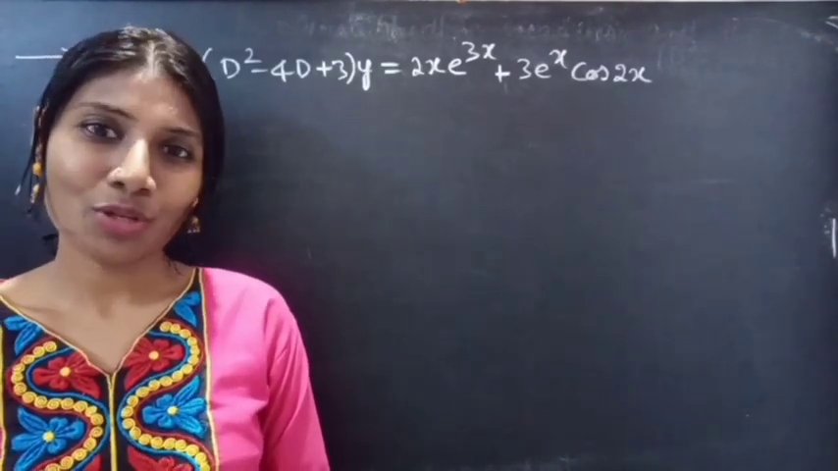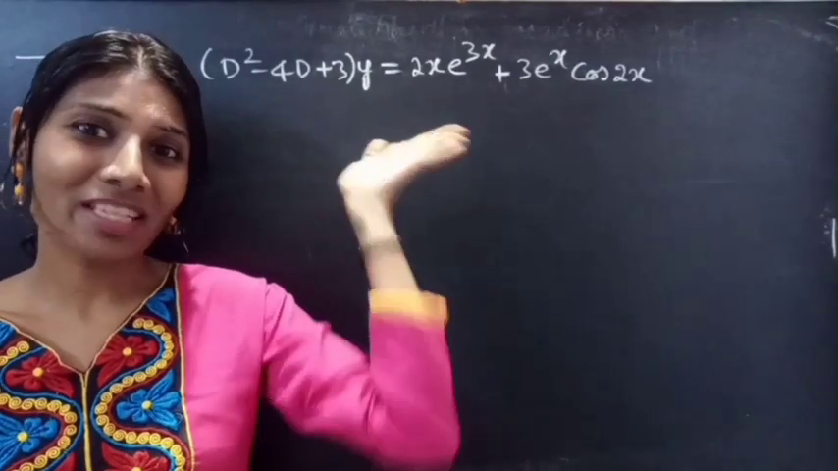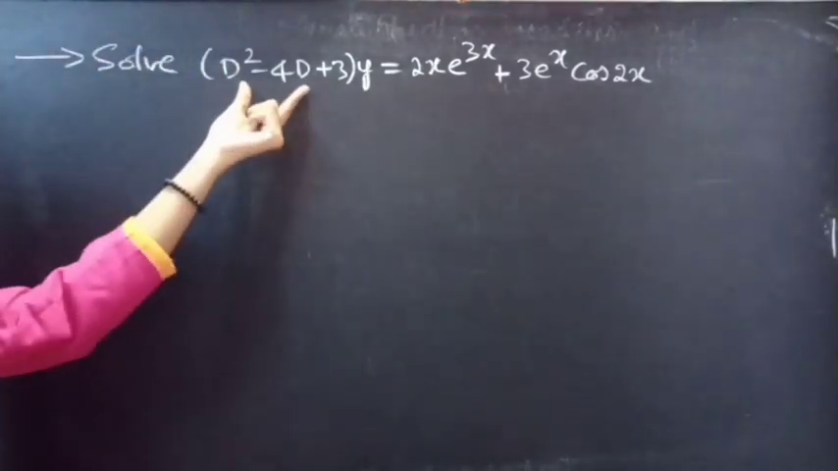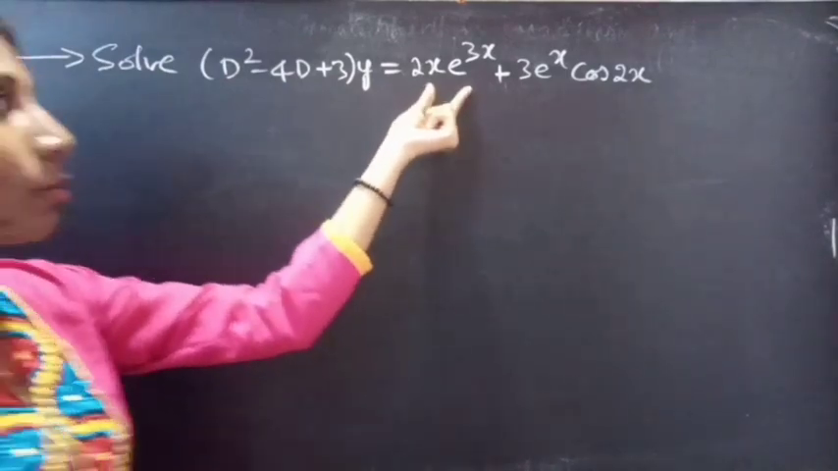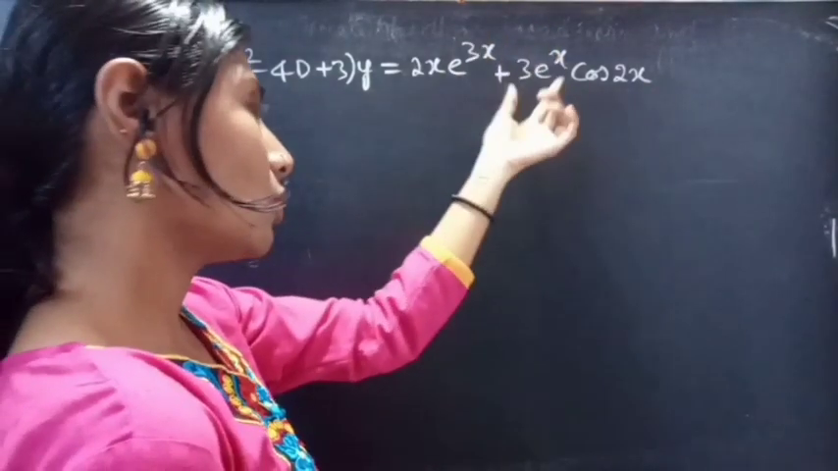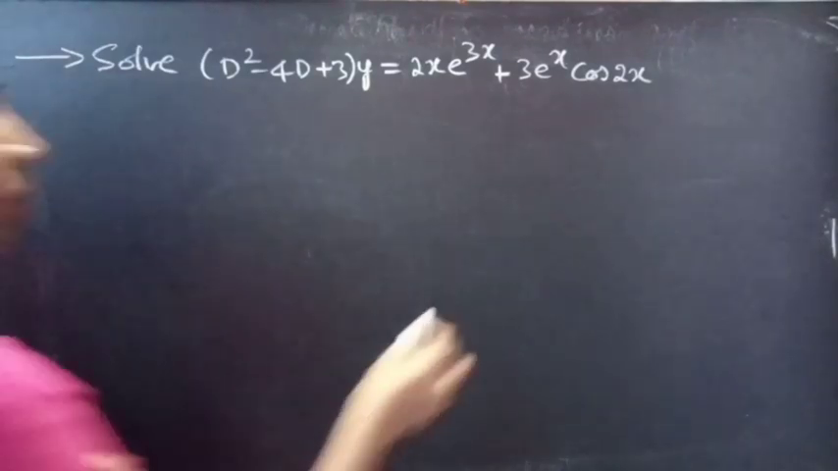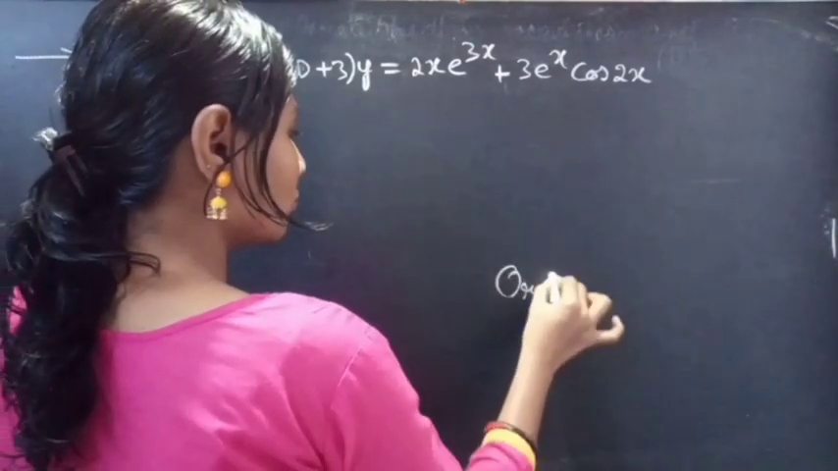In this video, we're going to solve a differential equation from higher order linear differential equations. So let's get going. Problem: solve (D² − 4D + 3) y = 2x e^(3x) + 3 e^x cos 2x. Firstly, let's find the order and degree of the given differential equation.